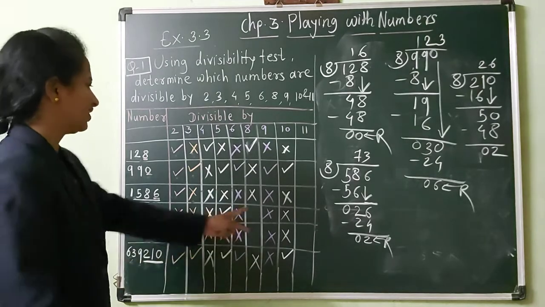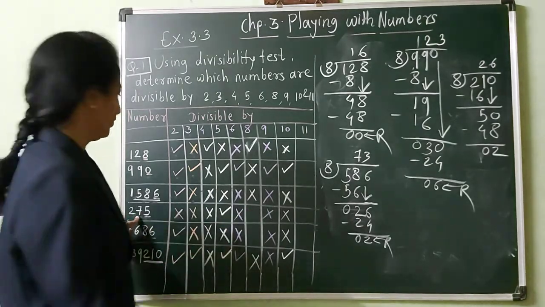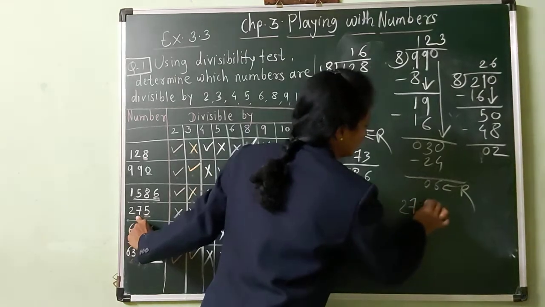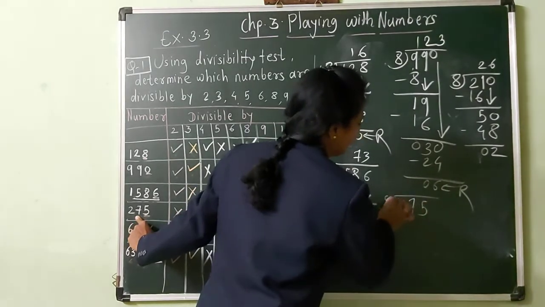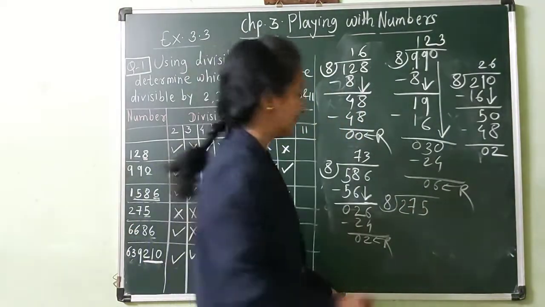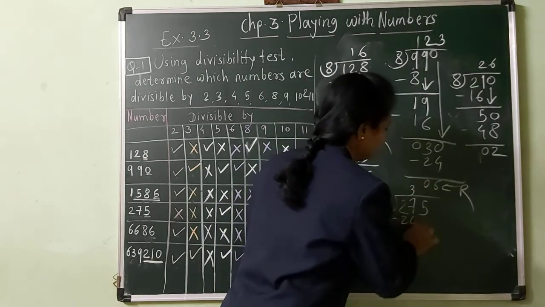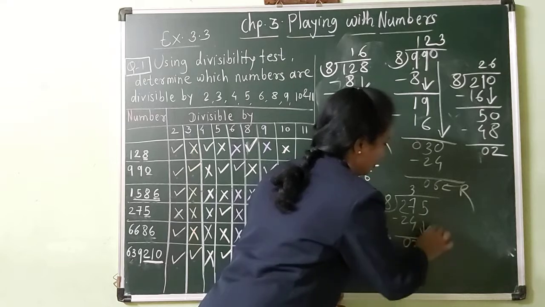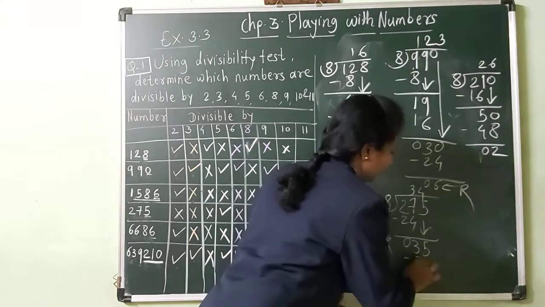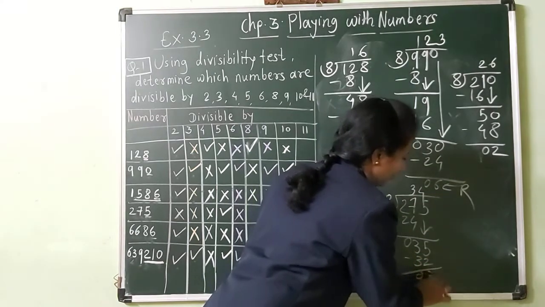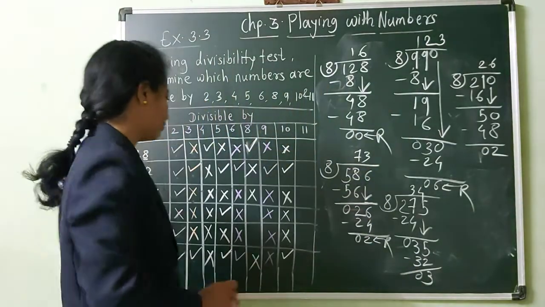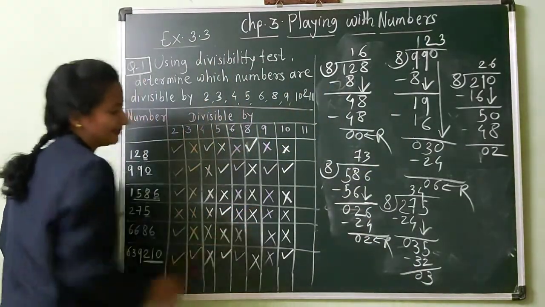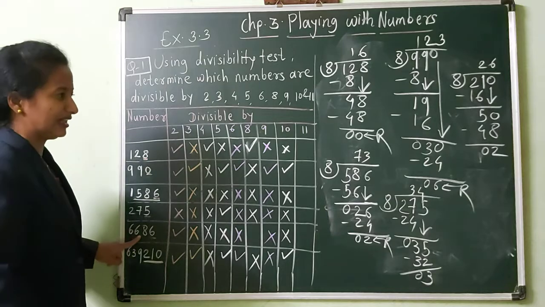In the same way you check. Okay, we'll see here 275. 275, is it divisible by 8 or not? 8 3s are 24. So here 7 minus 4. Here will be 3. Bring down this 5. 8 4s are 32. So here will be remainder 3. So this number 275 also not divisible by 8. We'll see the last sum.